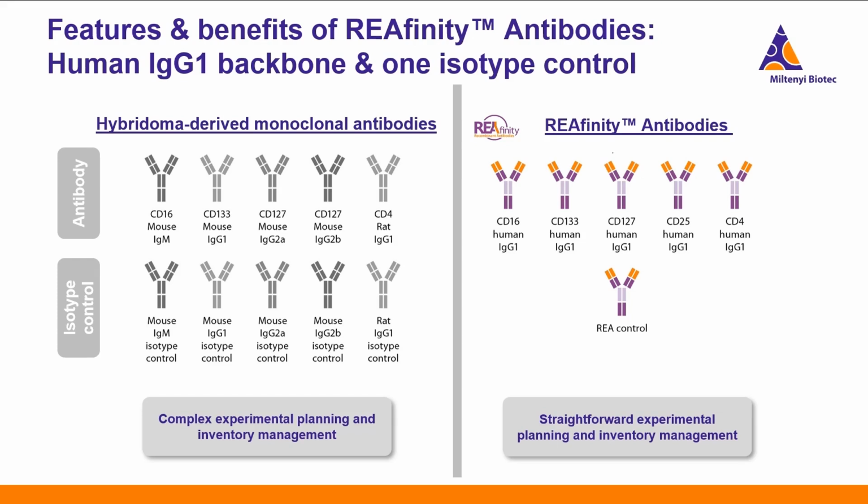Now, shifting our focus to the right-hand side, we observe the scenario with REAfinity recombinant antibodies. Because these antibodies share the same human IgG1 backbone, only one isotype control is required, regardless of the number of antibodies incorporated into the flow cytometry panel. This streamlined approach simplifies experimental planning and greatly eases inventory management tasks.